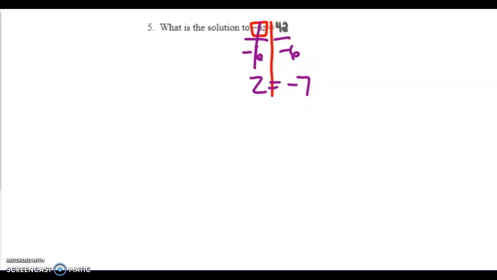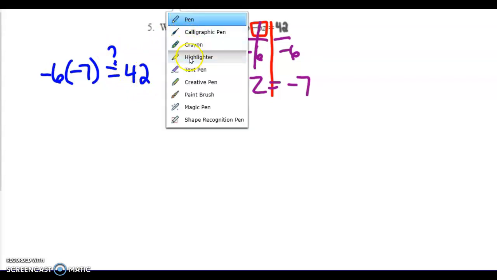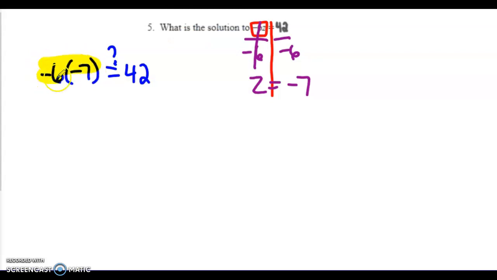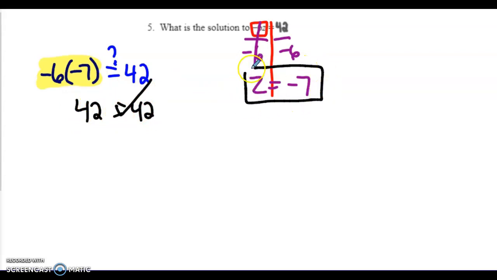But like I said on every other question, since this is a quiz, we need to check our answer. So we're going to substitute it back into the original equation. Wherever we see z, we're going to plug in a negative 7, and we always do that in parentheses. We're just going to see if that equals 42. Just to be clear, you're always typing this side into your calculator and making sure that it equals whatever it's supposed to equal. So if I type in negative 6 times negative 7 in my calculator, I do get a positive 42, which is what it was supposed to equal, so that answer is correct.